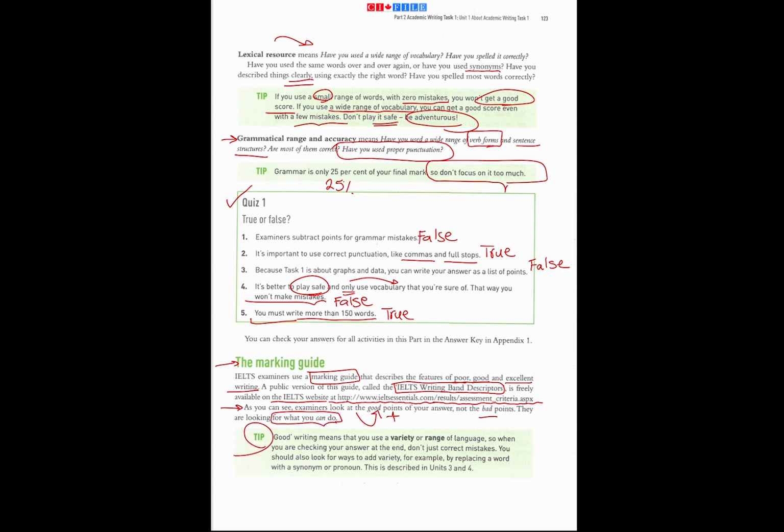Here's my tip for you. Good writing means that you use a variety or range of language. So when you're checking your answer at the end, do not just correct mistakes. You should also look for ways to add variety. For example, by replacing a word with a synonym or pronoun.